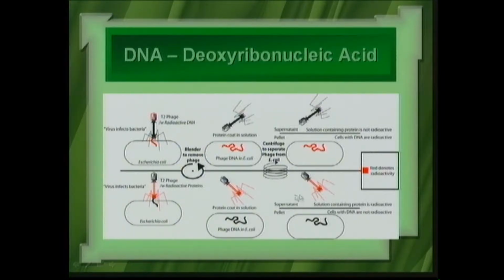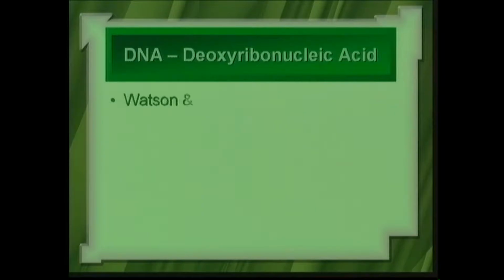So what they were able to show then is that it was actually the nucleic acid. In this case, that was the molecule of heredity, because that was passed on from one generation of the E. coli to the next. All right, so that was what they call a very elegant, very simple experiment.